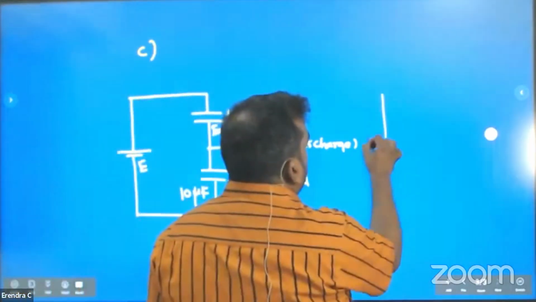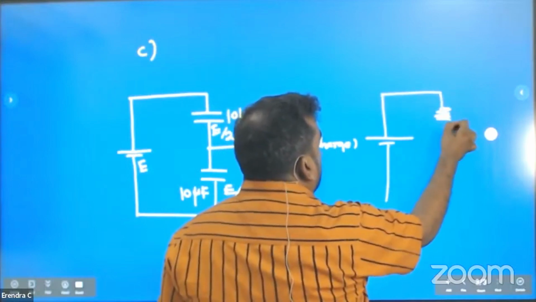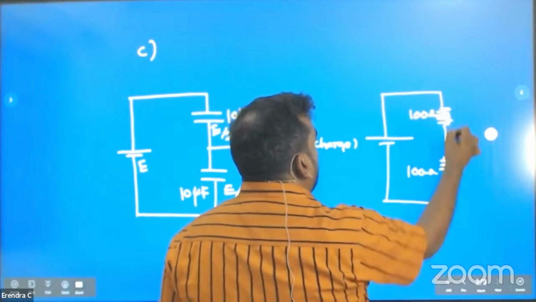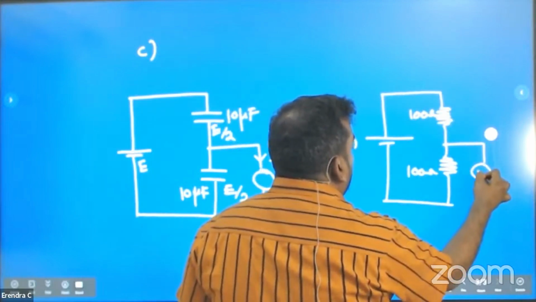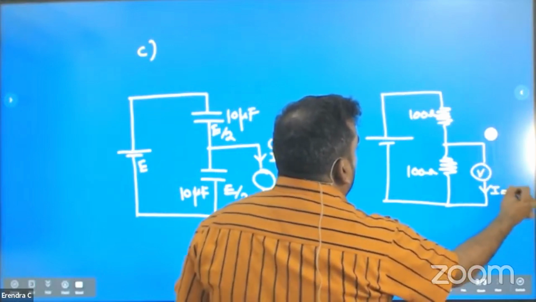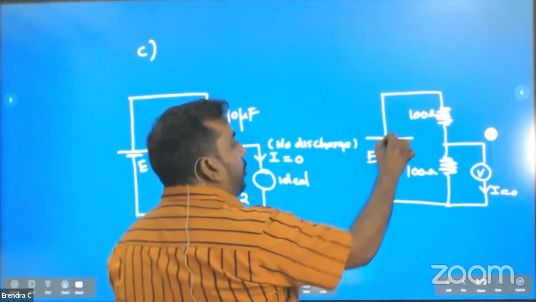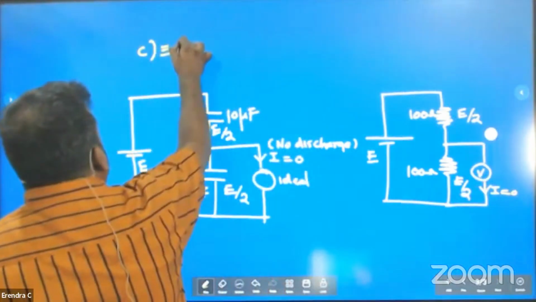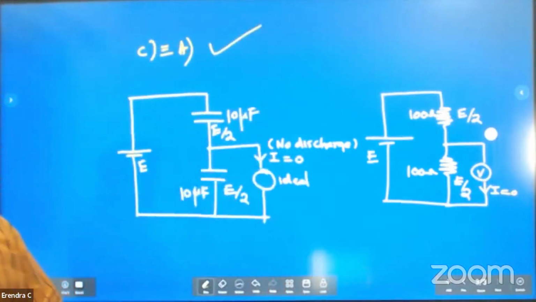What about the other one? Here when I connect it, resistors are equal. If I connect an ideal voltmeter here, no current passes through. What can you say about the voltage? This voltage will divide equally. E divided by 2, E divided by 2. This is similar to statement A, which is correct. So therefore, A, B, C all are correct.